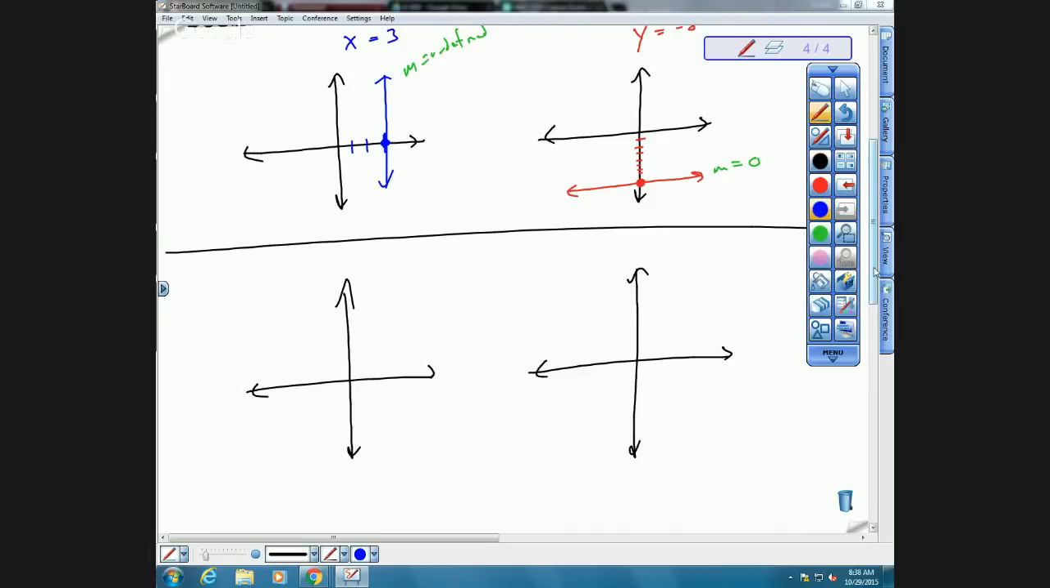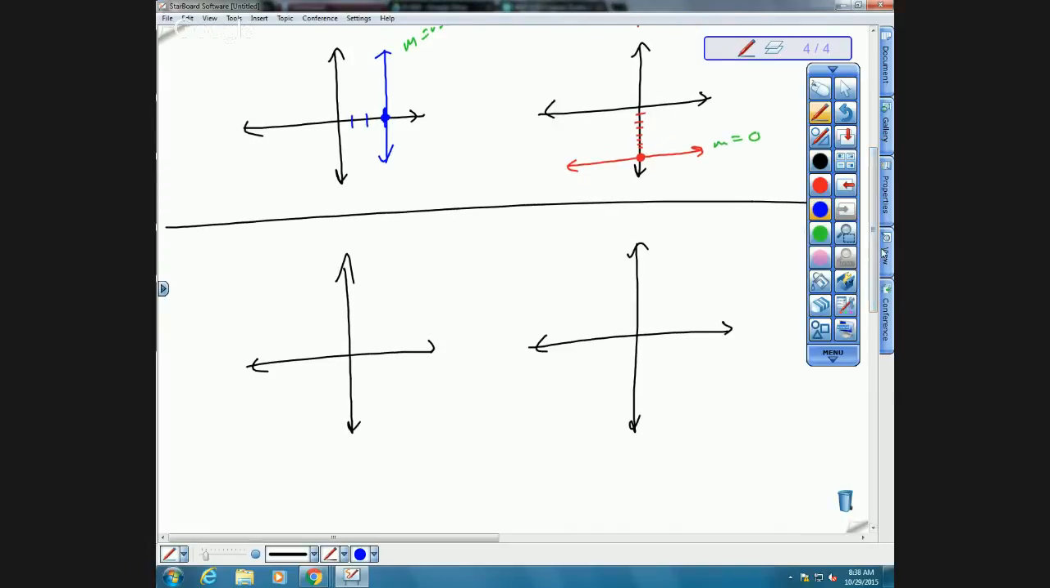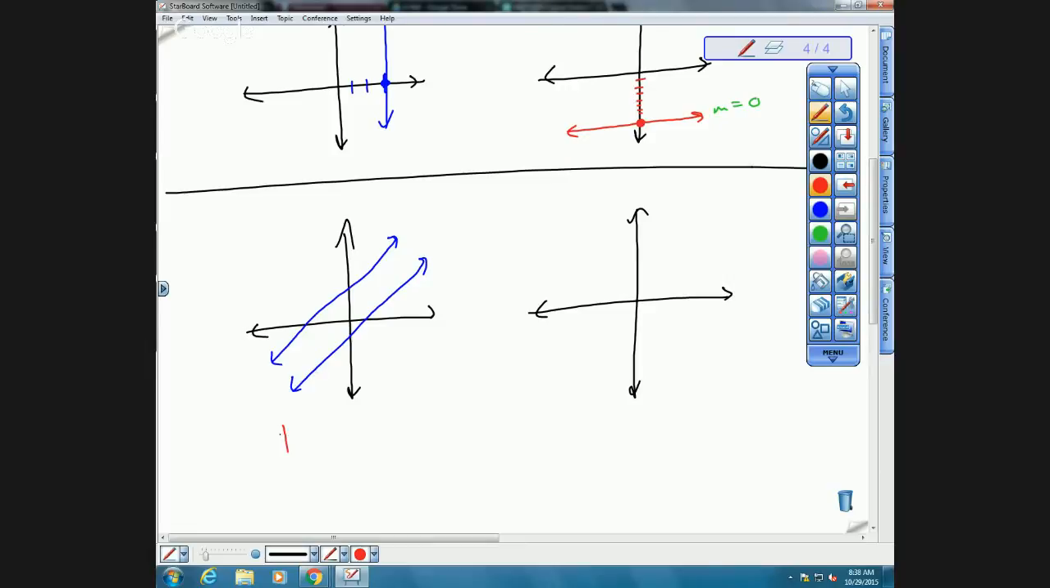If I have two lines that go like this, that never touch. You remember what those are called? Parallel lines. So parallel lines, the definition is never intersect. They never intersect. All right, so what we're talking about slopes, we're going to talk about the slope of these.